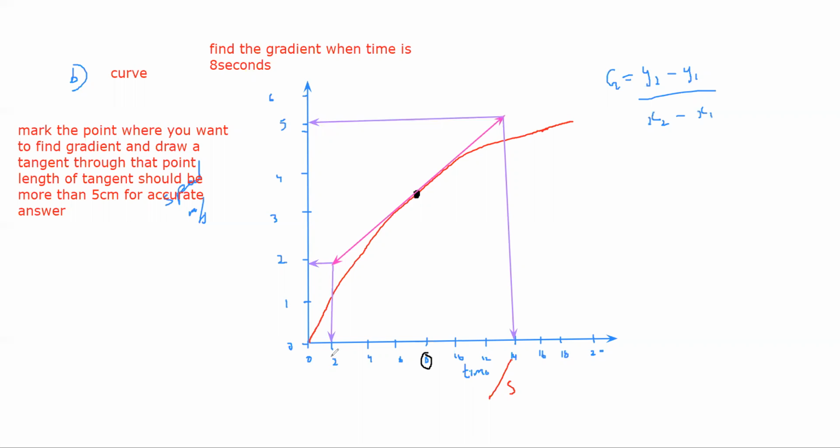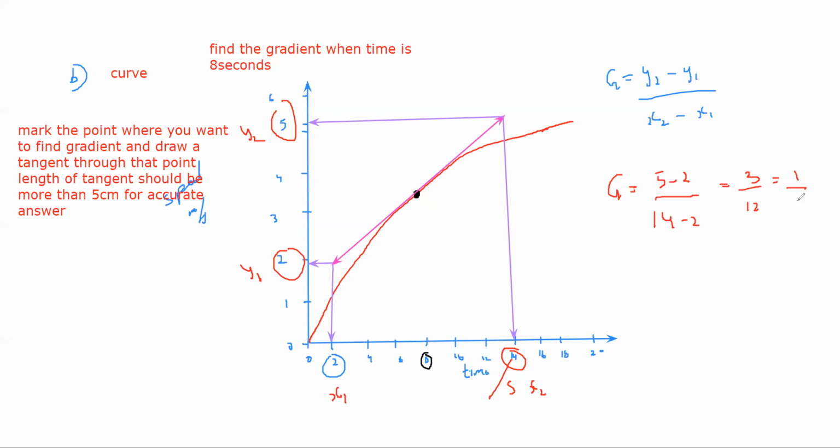So in this example, this is x1, the first point on the x-axis. The second point on the x-axis is x2. The first point on the y-axis is y1, and the second point on the y-axis is y2. And we'll substitute. So gradient will be y2 minus y1, so it will be 5 minus 2, which is equal to 3, divided by 14 minus 2, which is equal to 12. So this will be 3 divided by 12, which is equal to 1 by 4 or 0.25. So gradient in this example is 0.25.